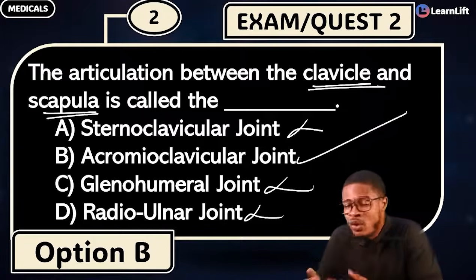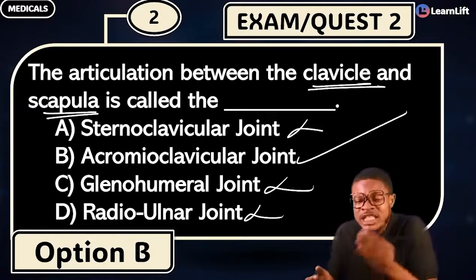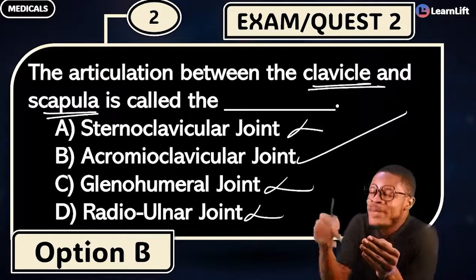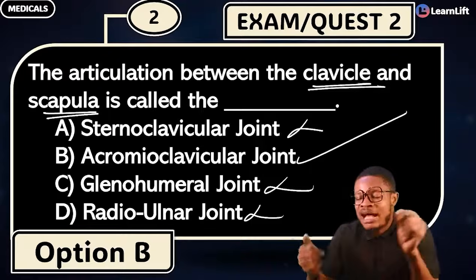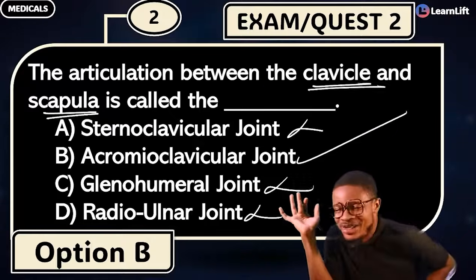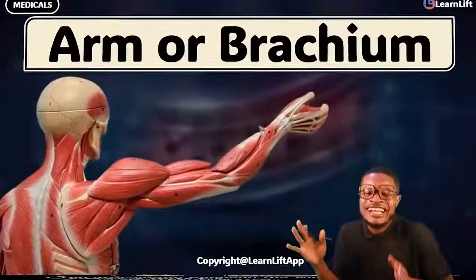So if the clavicle and scapula articulate, which part of the scapula? The acromial end of the scapula. When it articulates with the clavicle, what is it going to form? Acromioclavicular joint is the answer. And you're out of there. No time. Let's go.